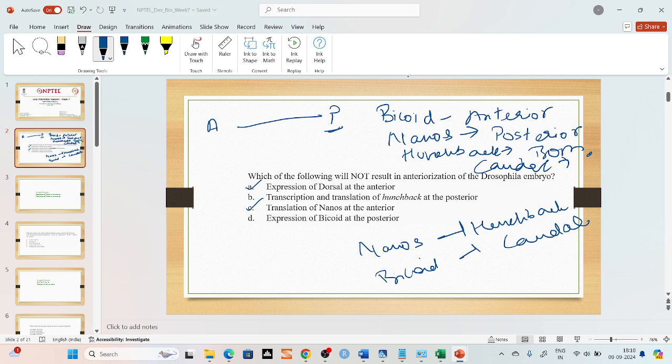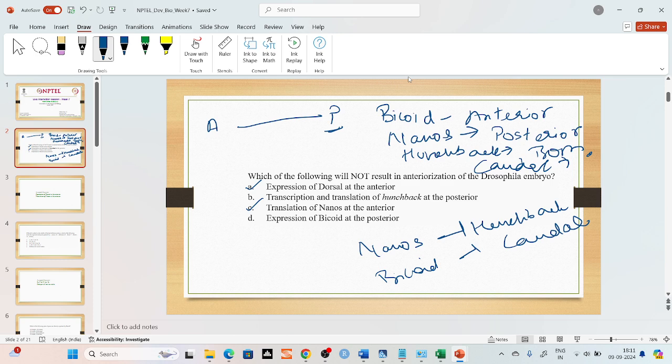We'll now try to solve the options which are given in the questions. First option is expression of dorsal at the anterior. Now, dorsal is a protein which is involved in dorsal to ventral polarity formation. But the important point to note is that dorsal is involved for ventralization. Okay, so dorsal is involved in establishing the ventral polarity and not the dorsal polarity.